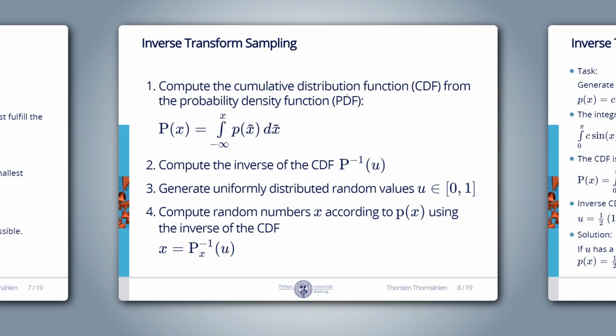Step 1. Compute the cumulative distribution function, CDF for short, from the probability density function, PDF for short. By definition, the CDF capital P of x is computed by the integral of the PDF from -infinity to x. Step 2. Compute the inverse of the CDF. Step 3. Generate uniformly distributed random values u in the interval from 0 to 1. Step 4. Compute random numbers x according to p of x using the inverse of the CDF.